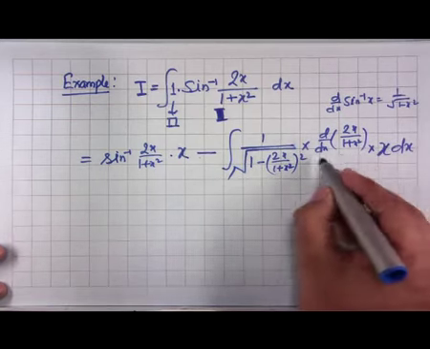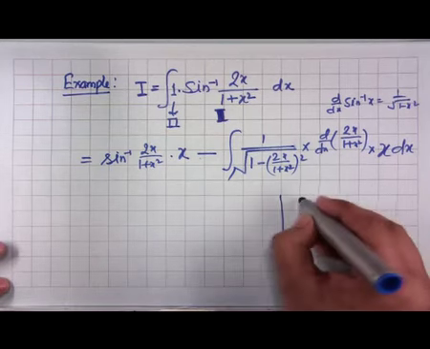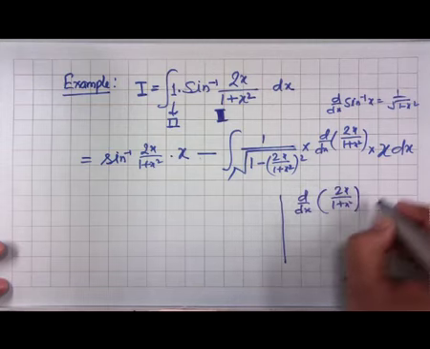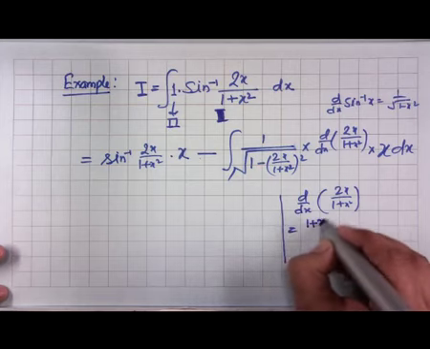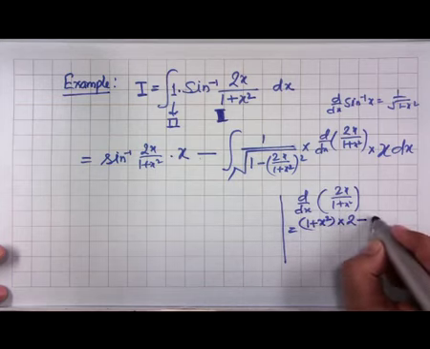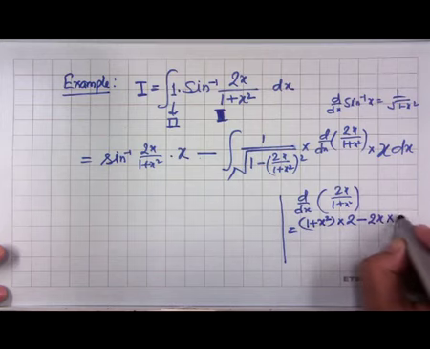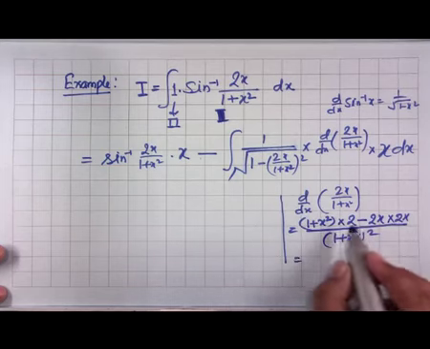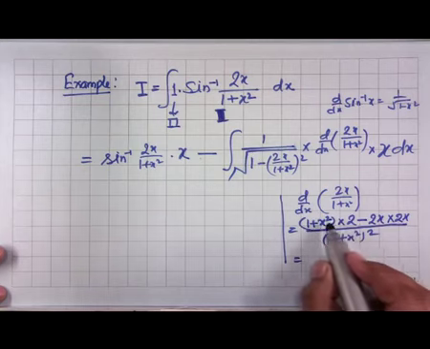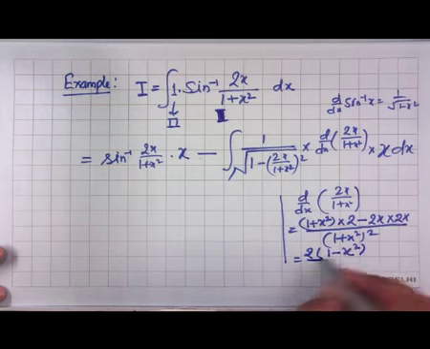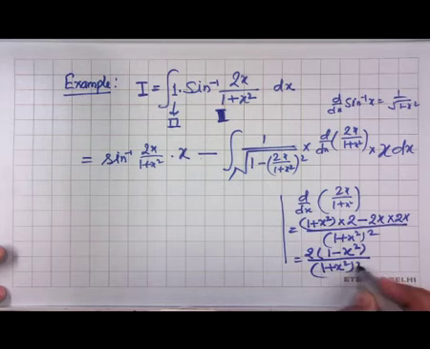Now, I have to find d by dx of 2x upon 1 plus x square. Let me find this separately. It is of the form numerator over denominator. So, this will give me 1 plus x squared into the differentiation of 2x, which gives 2, minus 2x into the differentiation of 1 plus x square, which gives 2x, divided by 1 plus x square whole squared. This is 2 plus 2x square minus 4x square, which gives me 2 minus 2x square, which I can write as 2 into 1 minus x square divided by 1 plus x squared whole squared.